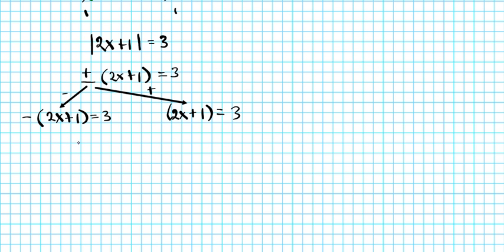So now this one will distribute the minus to both quantities. So we have negative 2x minus 1 equals 3. Now to solve this for x, you just add 1, divide by negative 2, and you're done. Let's go ahead and do that. You add 1. You have negative 2x equals 4. Divide by negative 2. And then you have x equals negative 2.